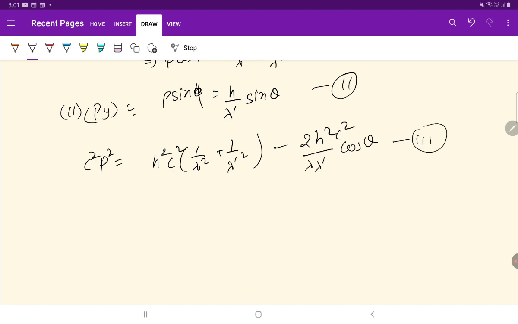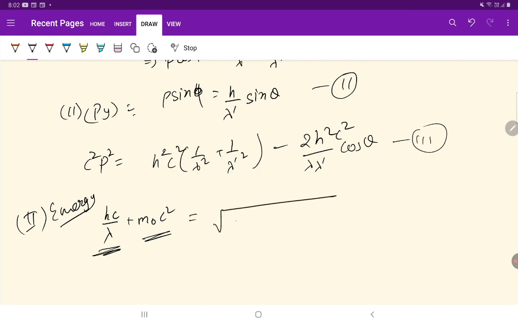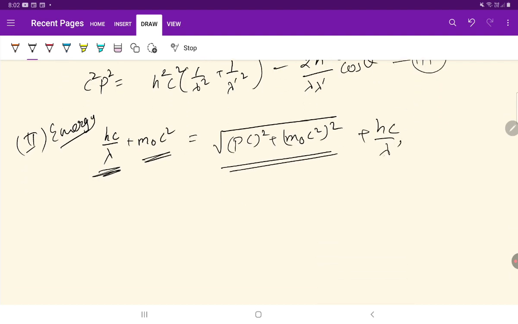Now considering the energy factors, the second thing I'm writing is energy. You'll get hc by lambda plus m naught c square. This is the energy of the incident photon, and since the electron is stationary, p will be 0. This implies that rest mass energy will be there, so it will be m naught c square. This is equal to the square root of (p c) whole square plus (m naught c square) whole square. Now this is the new energy of the electron, plus hc by lambda dash, that is the energy of the scattered photon. Now transpose this hc by lambda dash to the left hand side and square the equation.